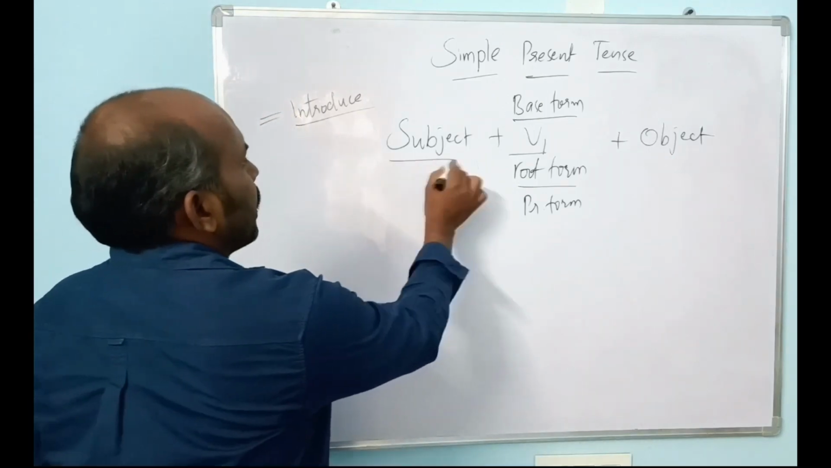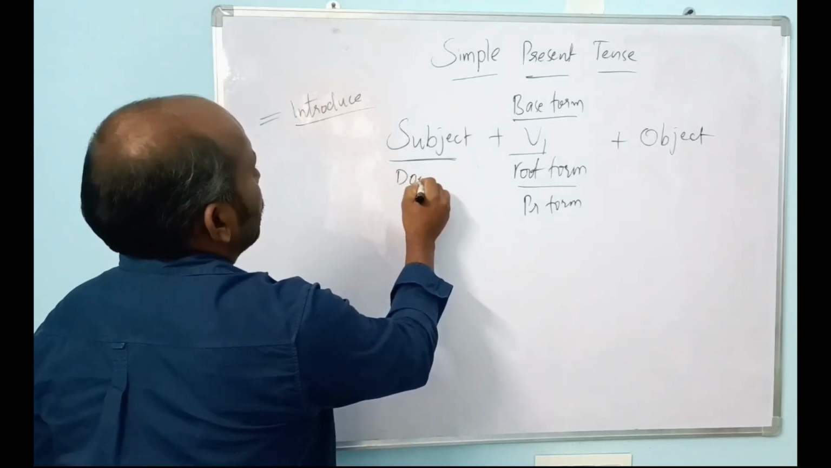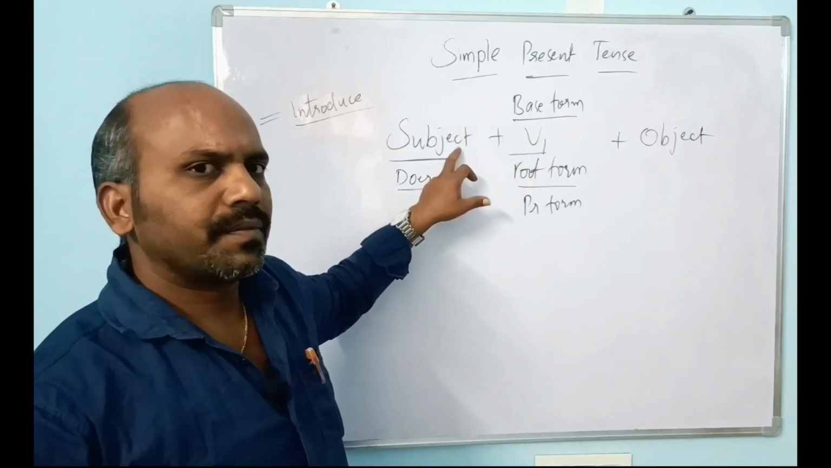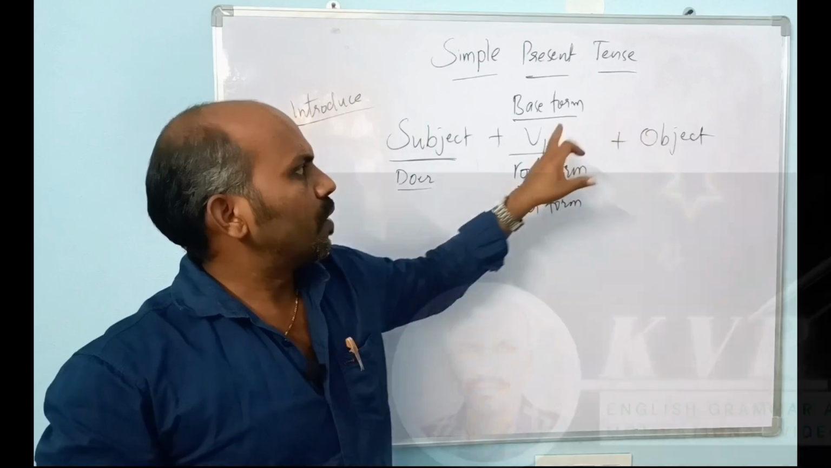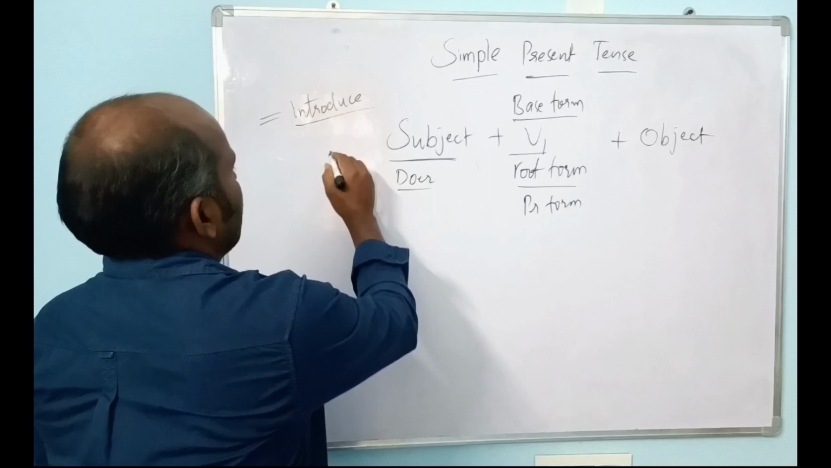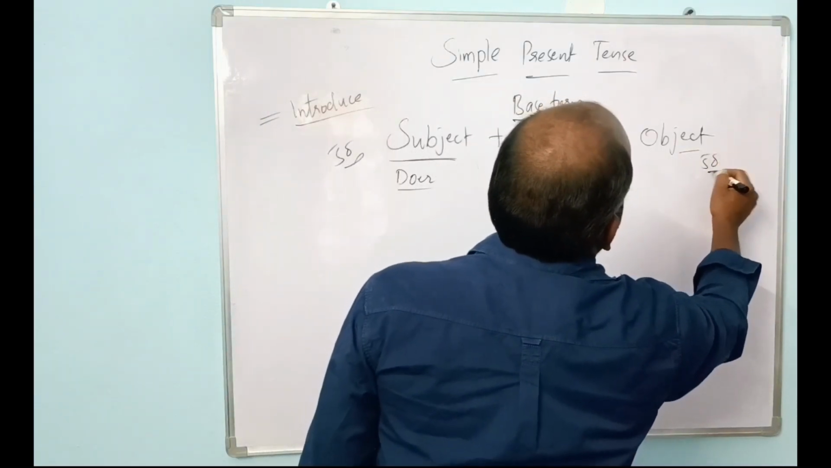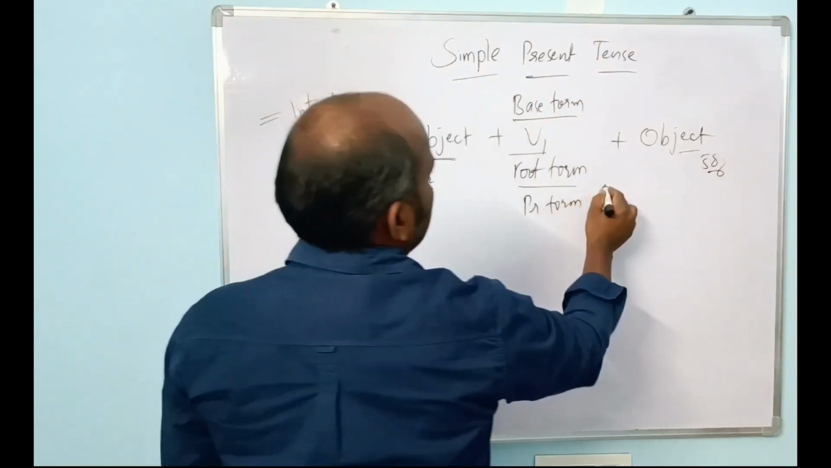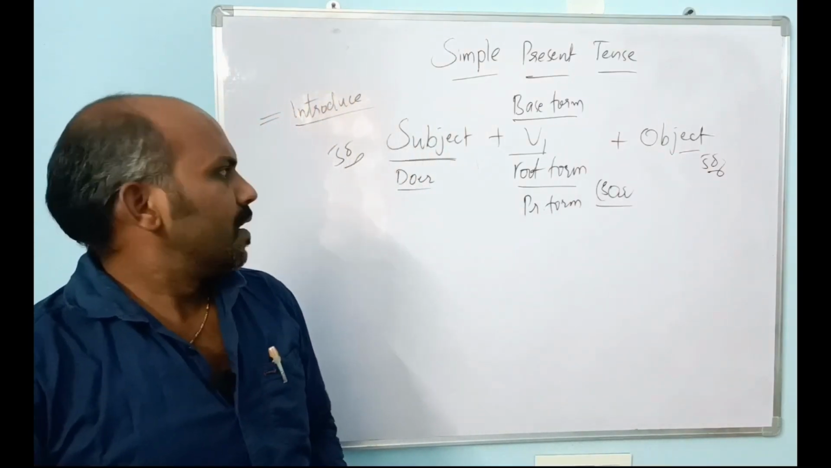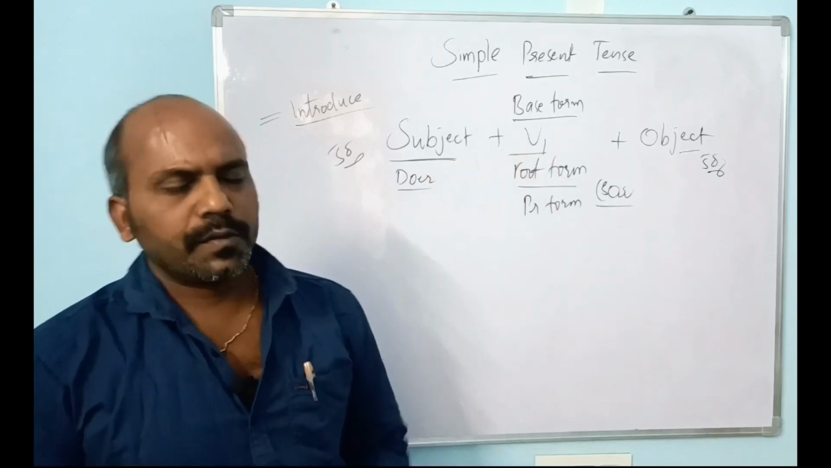So here, what is the subject? Subject we also call the doer. Who is doing the action is called the subject. Who is getting the action is called the object. In Telugu we call it karta, the object is karma, and the verb is kriya. So karta, karma, kriya, and here subject, verb, object.